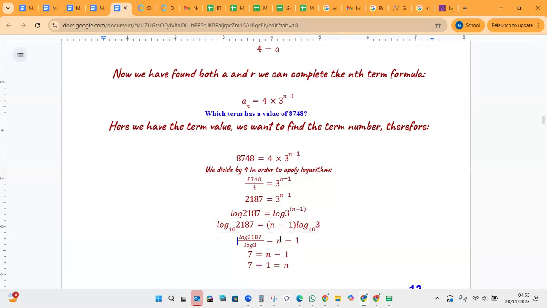And then we add 1 on both sides. So n is equal to 7 plus 1. So n is equal to 8.